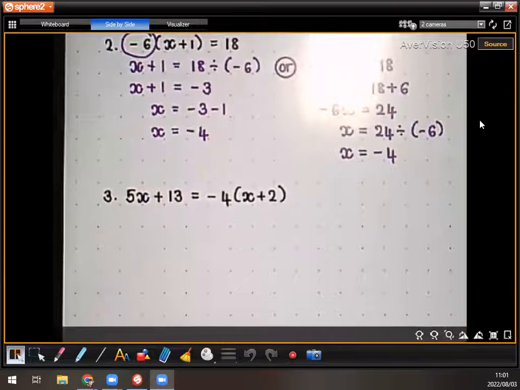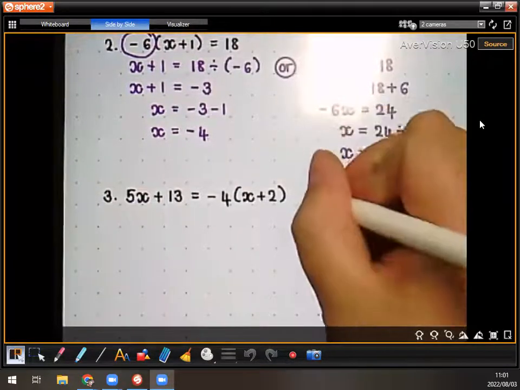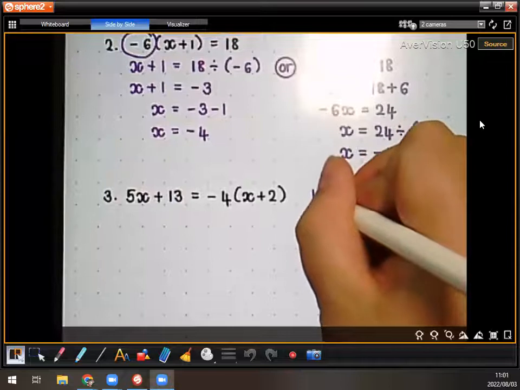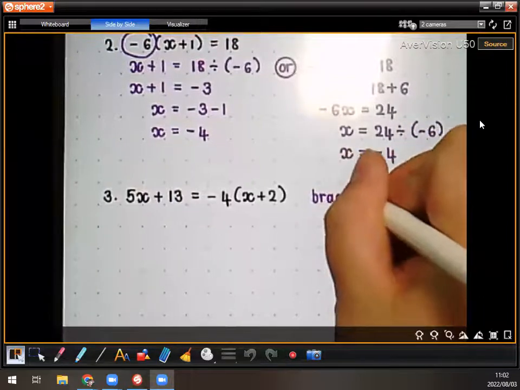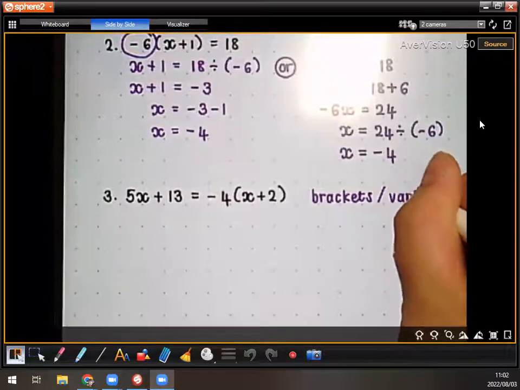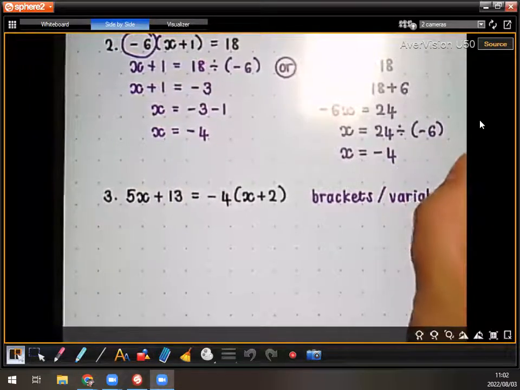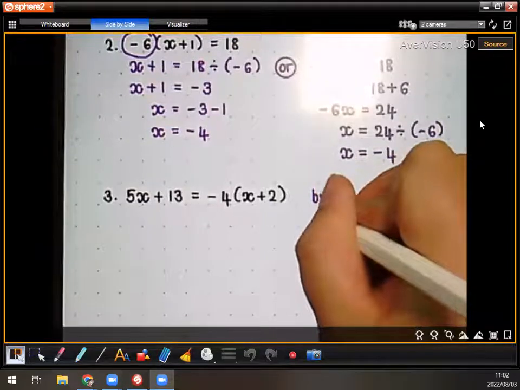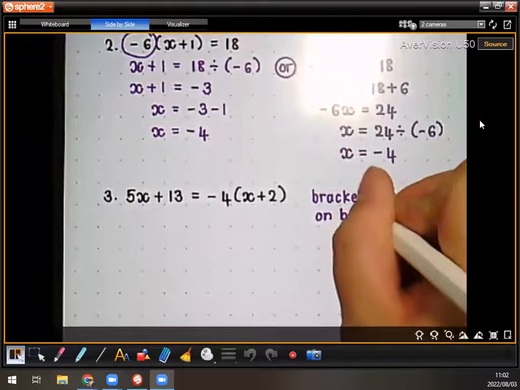Do we now notice that we have a bracket on the one side, but we have x's on both sides? Do you guys see that? So whenever that happens, let me write on the side. It's the same if you have brackets on both sides. So I'm going to say brackets / variables on both sides.